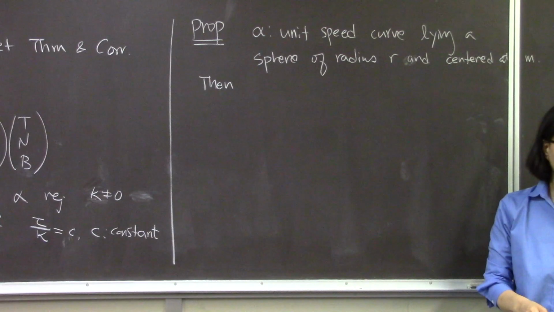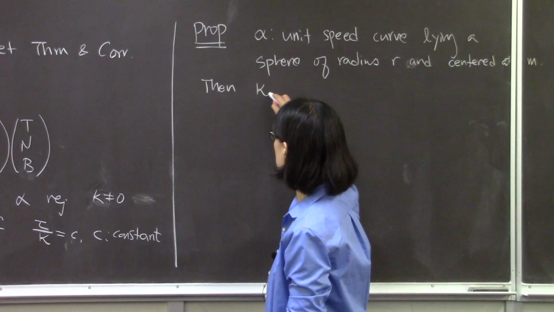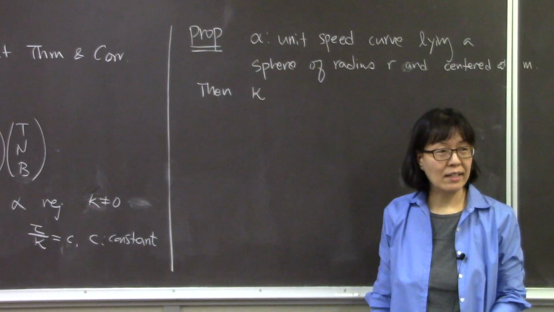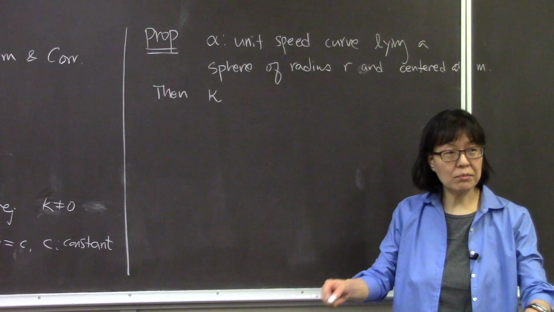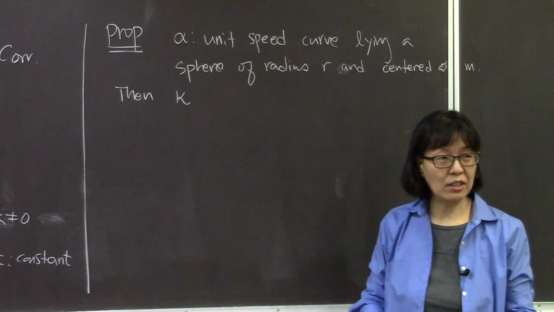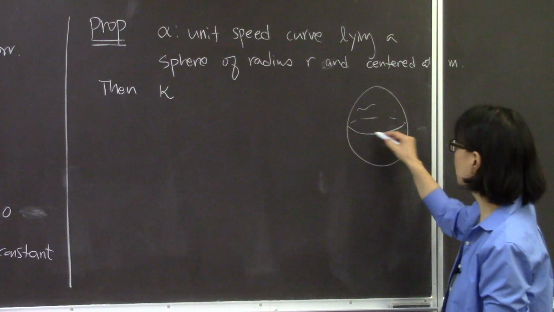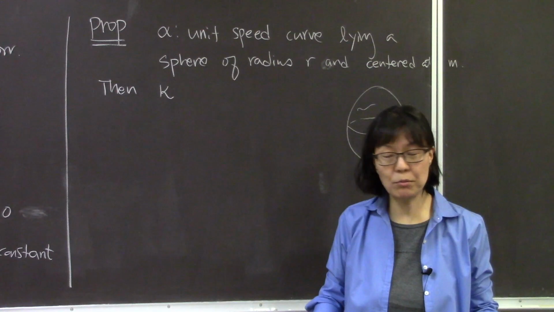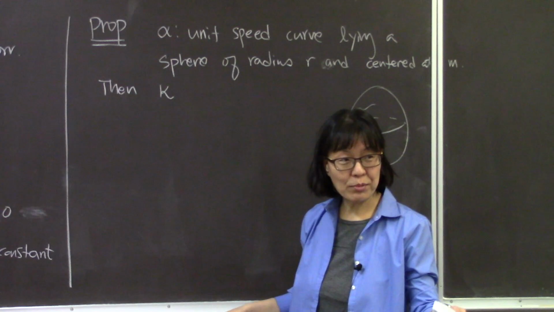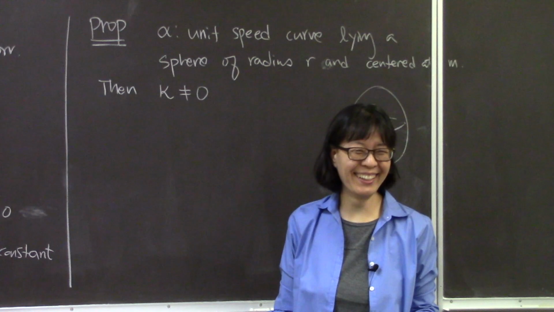Okay. Then what can you say about the curvature of the curve? We assume the curvature is positive, or equals zero. So what can you say about the curvature of that curve lying on a sphere? We have a sphere, then we have a curve, any curve or circle, whatever. So what can you say about that curvature? It cannot be zero, right.